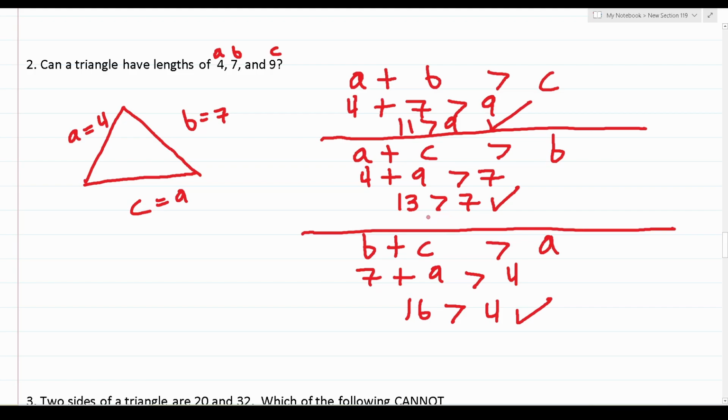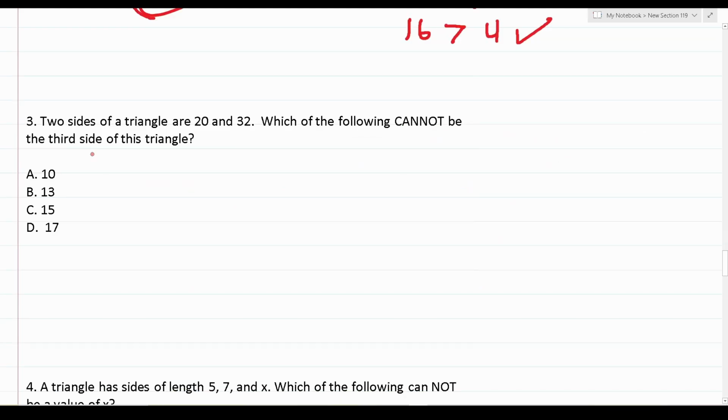Given that all three of these statements are true, we know that we do in fact have a triangle. So yes, these side lengths can make a triangle, given that they pass these little tests according to the Triangle Inequality Theorem. So number 3 says two sides of a triangle are 20 and 32.